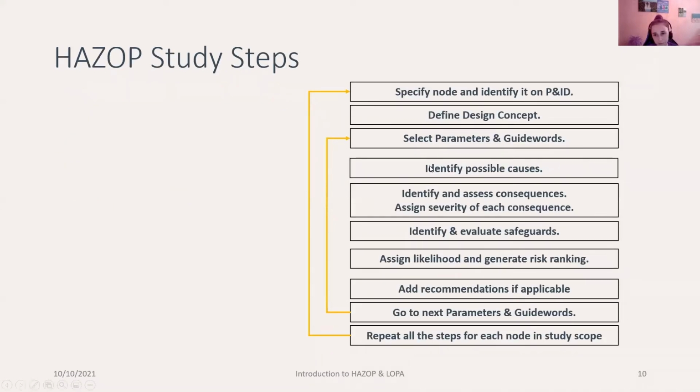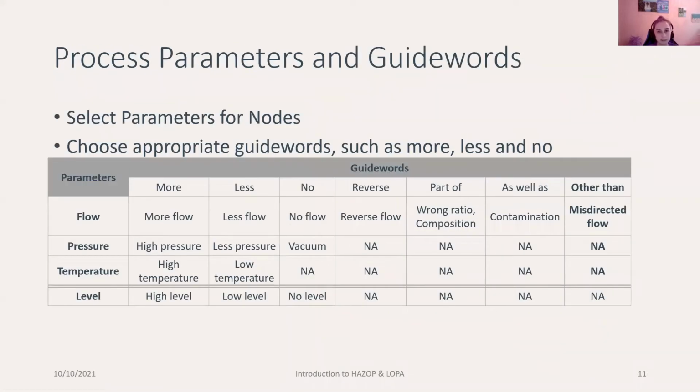So let's move next to the parameters and guidewords. This is one important part which needs to be specified for a node. So what are parameters and guidewords? You can see on the screen the parameters which are applicable for different nodes. They can be different. I am just giving a few examples, but there are lots of them. This includes flow, pressure, temperature, and level.